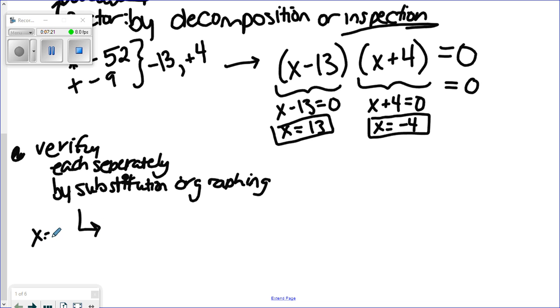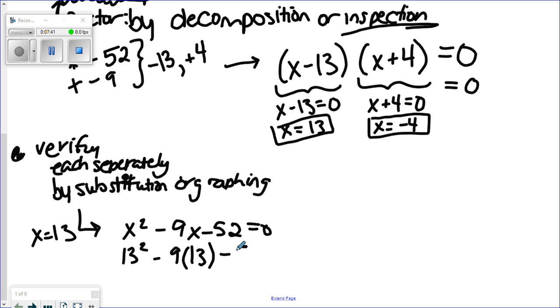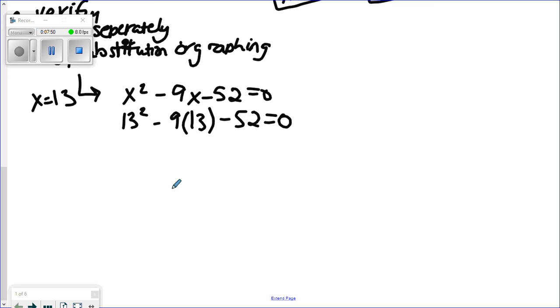So we'll do the first one, x is equal to 13. So now what we're going to do is substitute it into our original equation of x squared minus 9x minus 52 is equal to 0. So I'm going to substitute in anywhere there's an x, I'm going to put in a 13. So 13 squared minus 9 times 13 minus 52. So 13 squared is 169. 9 times 13 is 117. So negative 117 minus 52.